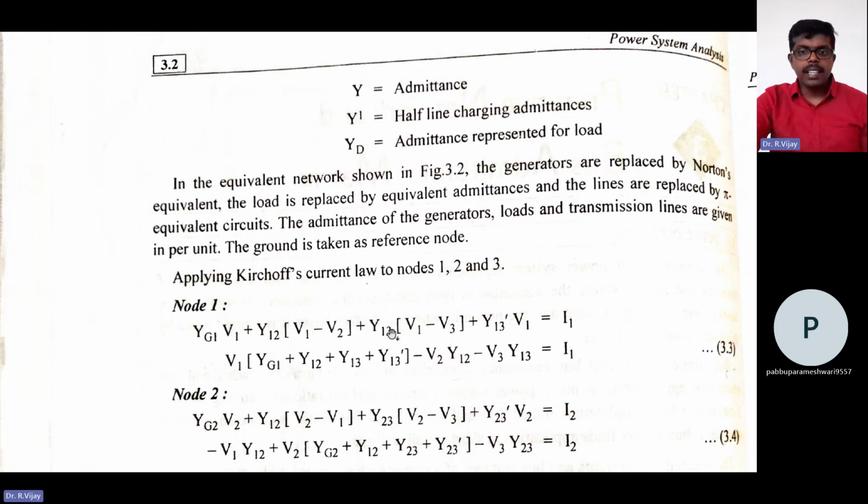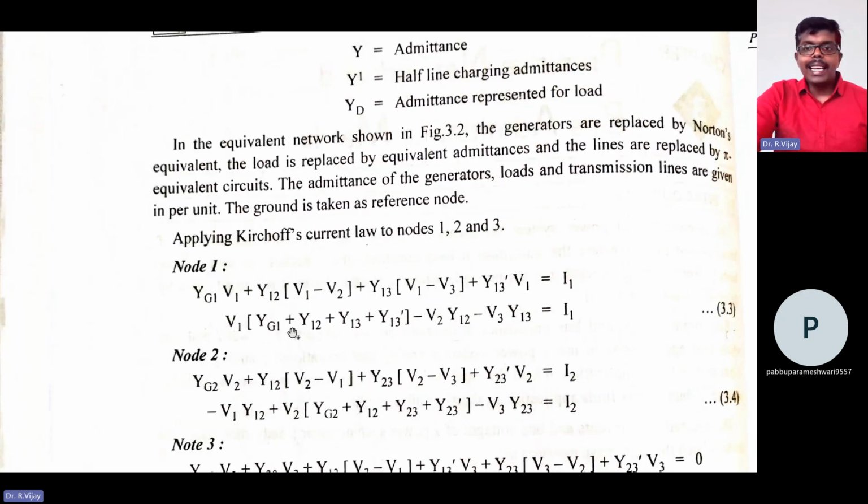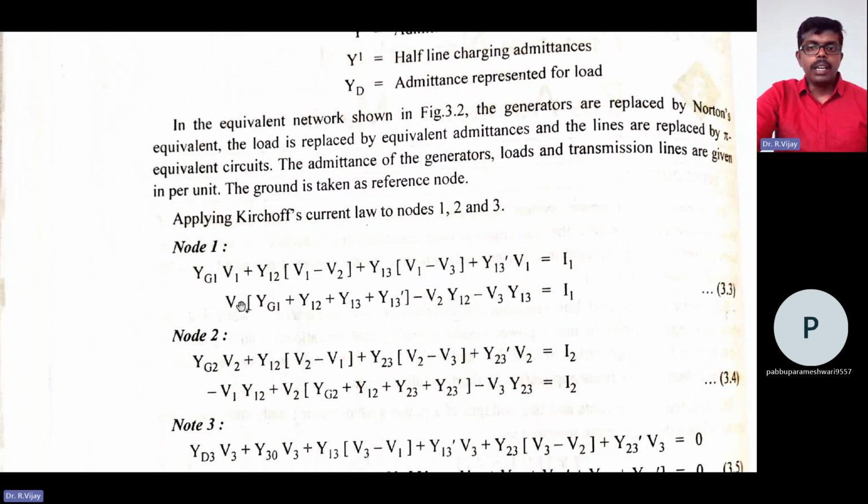For simplification, we take V1 common, since V1 is there in all terms, and further simplify: V1 into (YG1 plus Y12 plus Y13 plus Y13 dash). These are basic mathematics. Then minus V2 into Y12 and minus V3 into Y13, that is equal to I1.